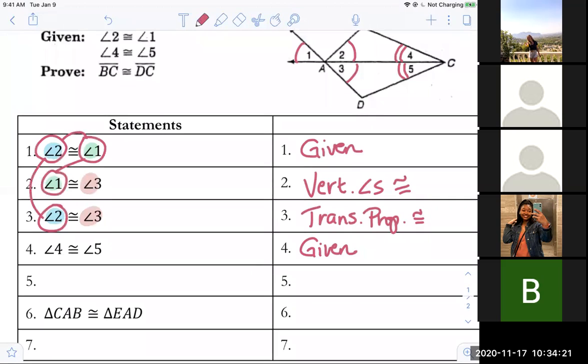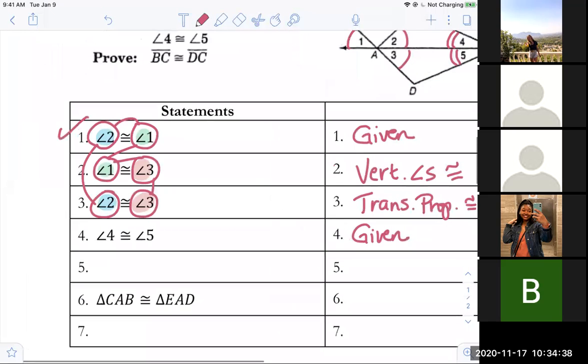Angle 1 is congruent to angle 3. Therefore, angle 2 is congruent to angle 3. Okay, transitive property, and again, make sure that says of congruence. So angle 2 is congruent to angle 3. We've kind of already used these two steps now, and then we have these two steps that we haven't used yet.